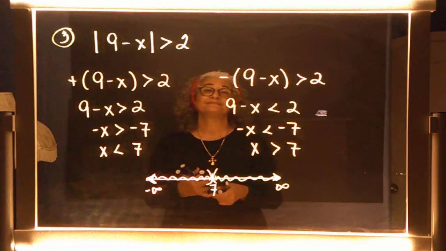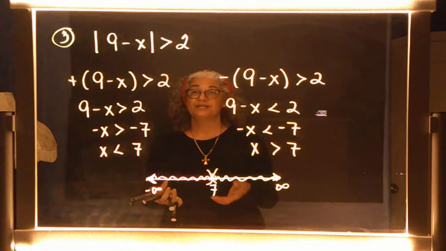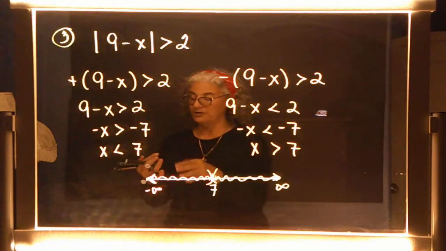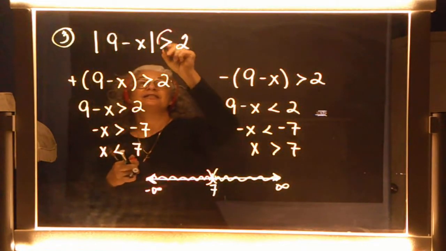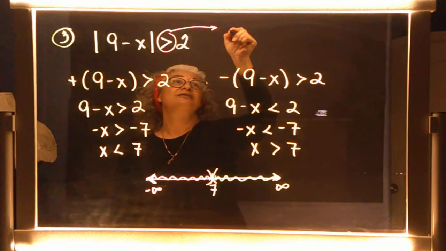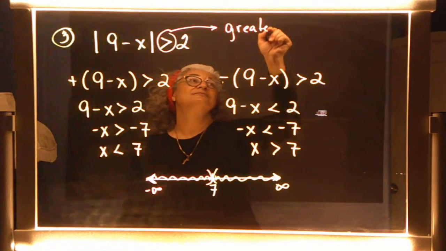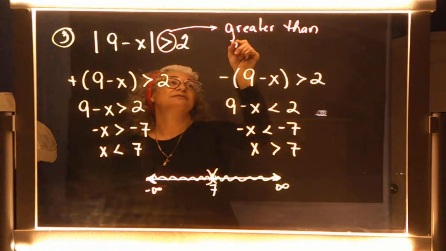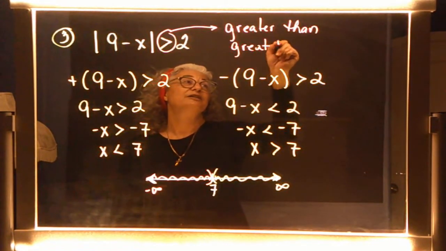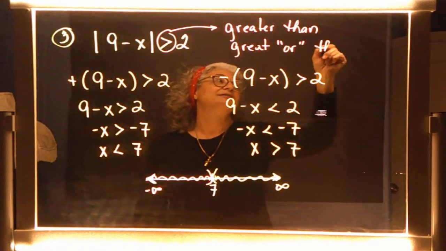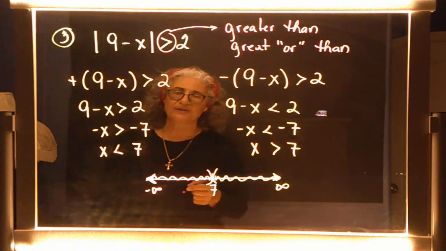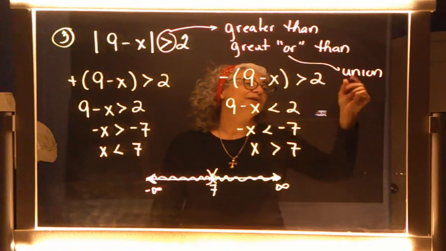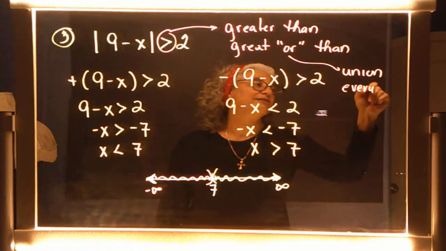Now, you're like, well, what do they want? Remember, look where the absolute value sign is by itself, which is the original problem, and let's read this. This symbol is read what? It's read greater than, right? I'm going to play on the words a little bit. Greater than. Remember what that word or means? Yeah, that word or means union. That means it wants everything.